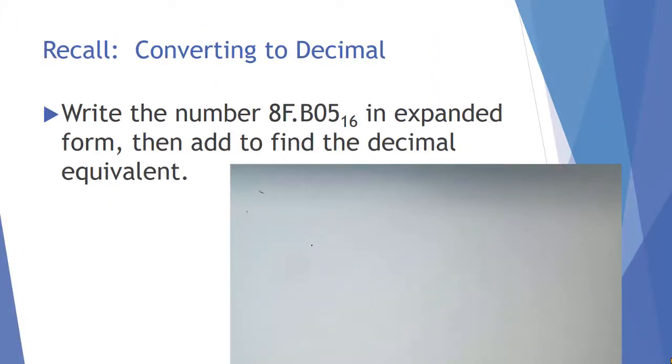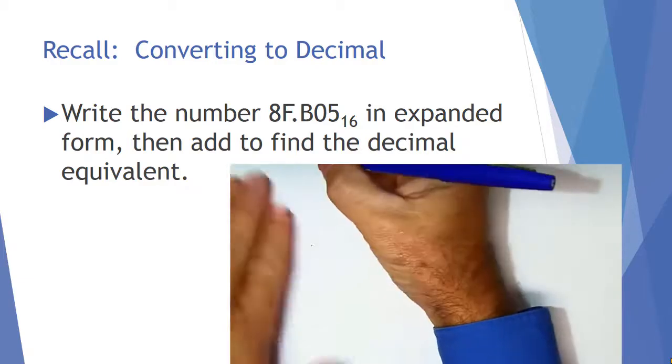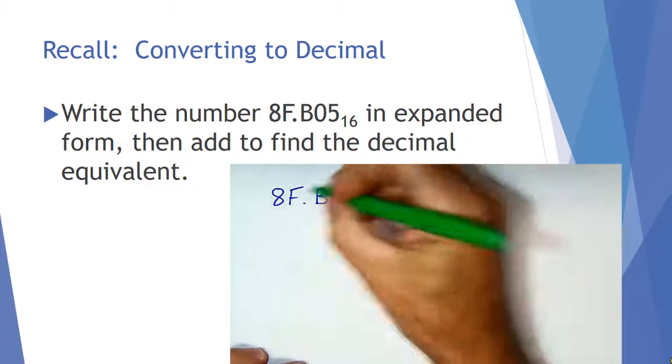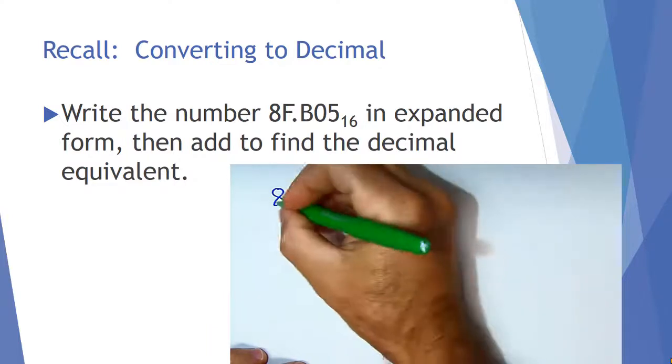Okay, so in our last lesson, we saw how to write numbers in expanded form. Let's write the number 8f.b05 base 16 in expanded form, and then convert that into the decimal equivalent. Okay, we'll do this one together. So we already know how to do this. We're working in base 16.